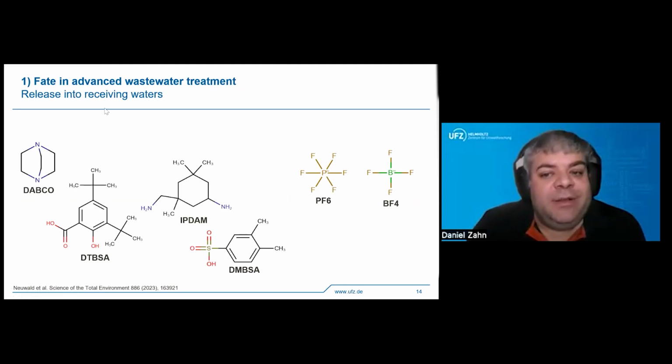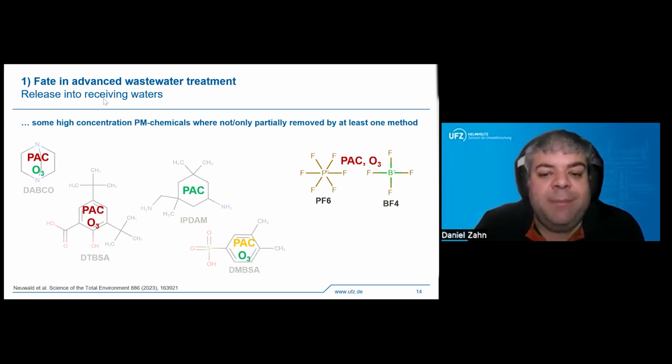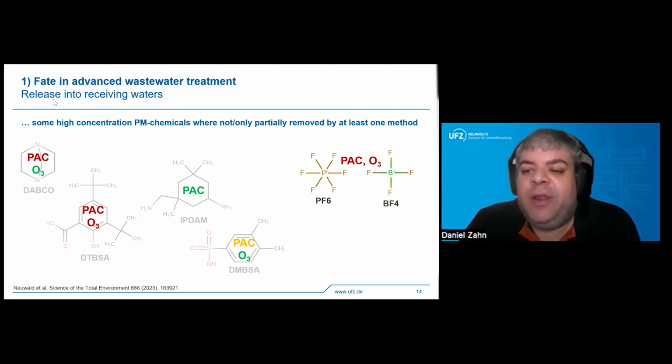Which are the chemicals that remain and how do the chemicals behave that we have here? Here are our rather novel or not too well investigated high concentration chemicals. And this is how they behave during the treatment. Some are removed by one of the techniques, some are removed by both, but some are removed by neither. And all these chemicals had concentrations higher than 1 microgram per liter in the effluent, and we can't really do anything against it. What I want to point out a bit, you see those two inorganic ions.